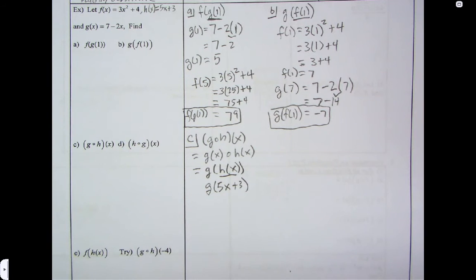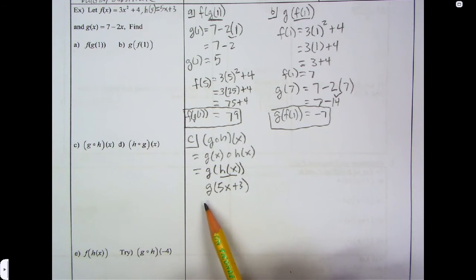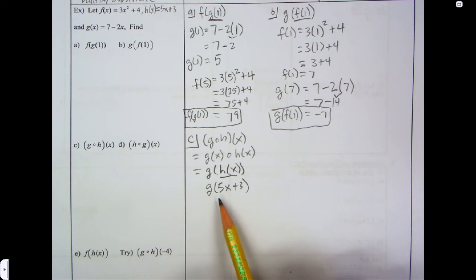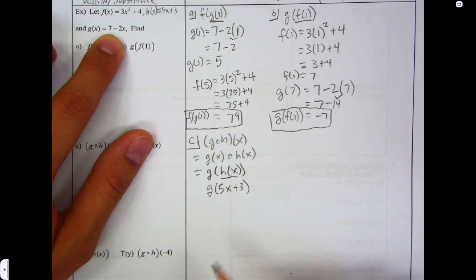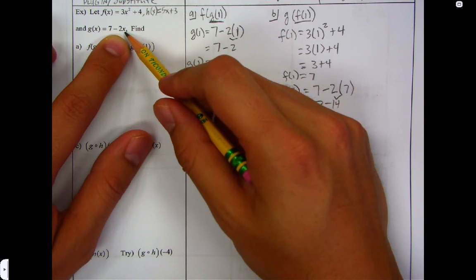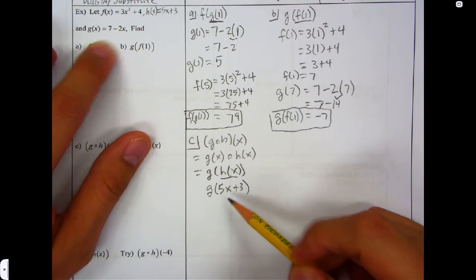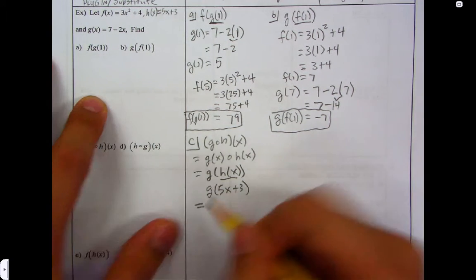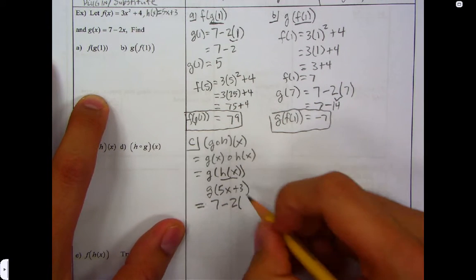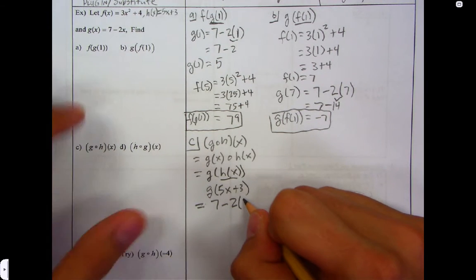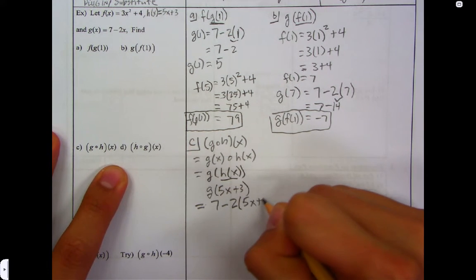Now what I'm going to do is plug in 5x plus 3 for the x of g. So I'm going to go find g. Where is it? Right here. So instead of this x, I'm going to plug in parentheses 5x plus 3. So let's do that. 7 minus 2, and I'm going to plug in 5x plus 3 for x, so 5x plus 3.